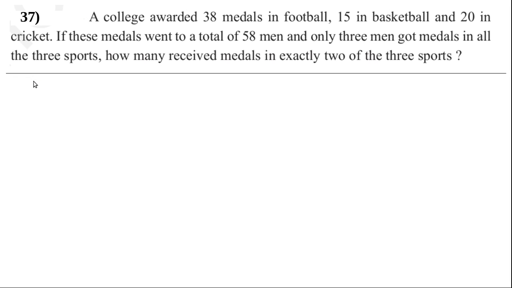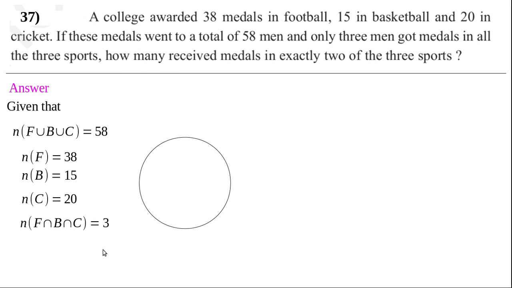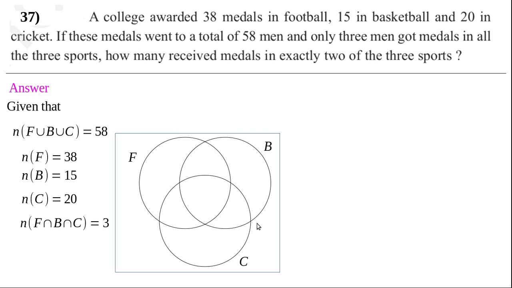Here it is given that number of F union B union C is equal to 58. Number of F is equal to 38. Number of B is equal to 15. Number of C is equal to 20. And number of F intersection B intersection C is equal to 3. First draw the Venn diagram as the previous one. Then write number of F intersection B intersection C equal to 3 here.